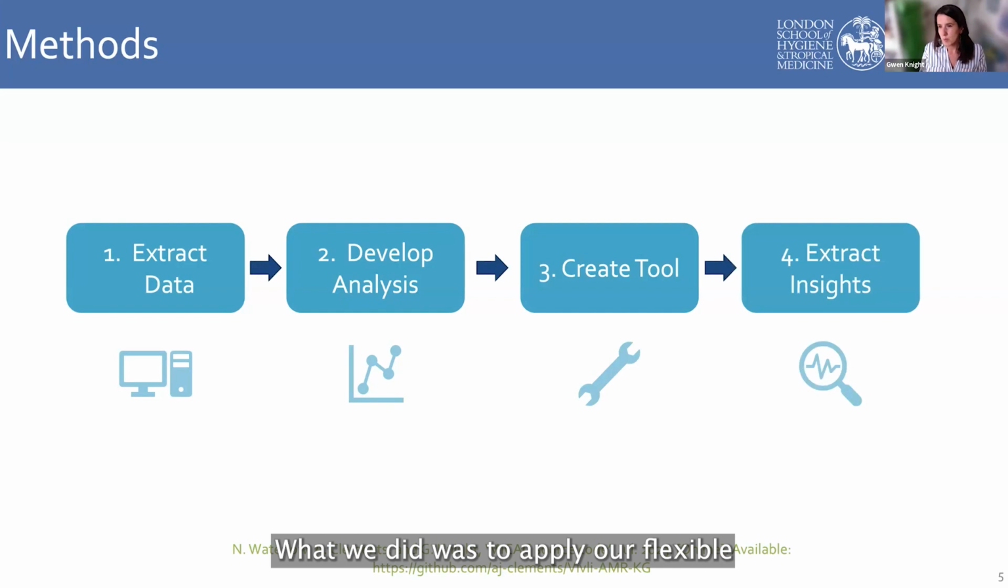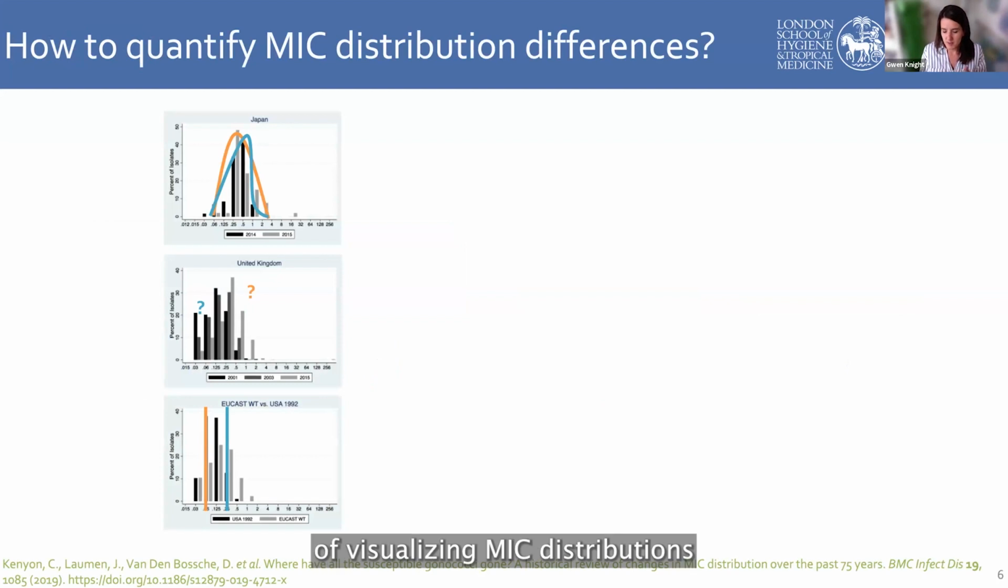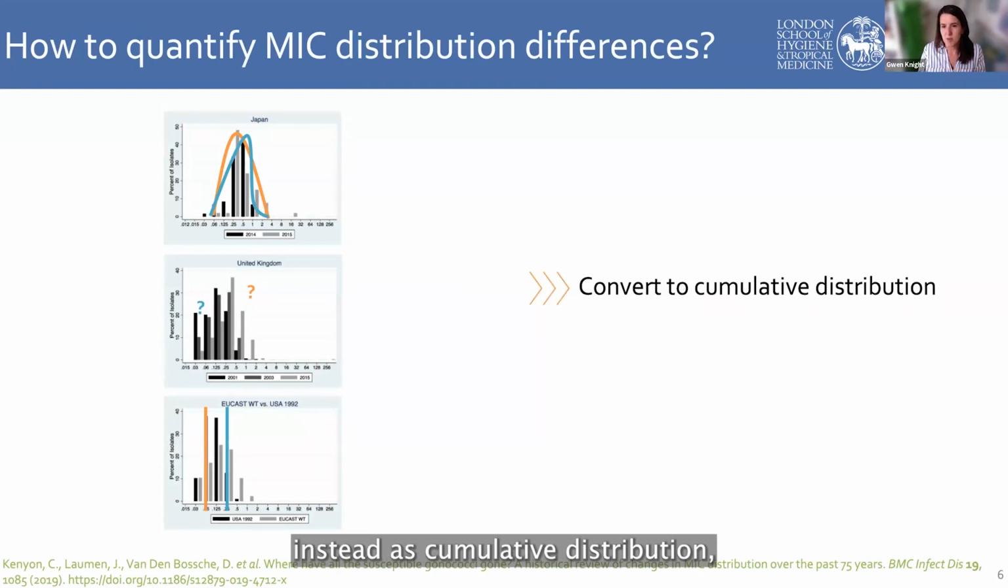What we did was to apply our flexible R code to the data that we had to try and extract insights about how MIC distributions might vary. So obviously a key question that we had to tackle was how to quantify MIC distribution differences. What we found was that if we plotted the data instead of this normal way of visualizing MIC distributions, instead as a cumulative distribution, we could see quite clearly the subgroup differences.